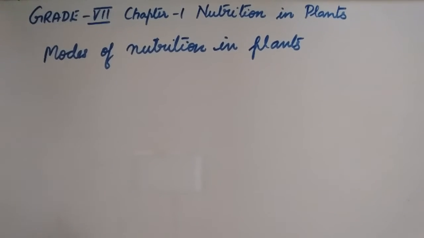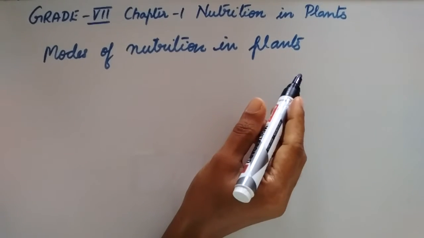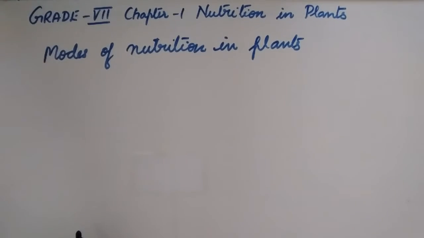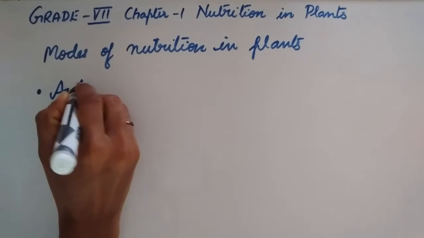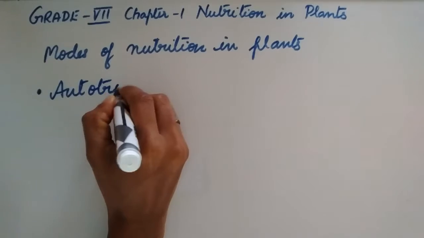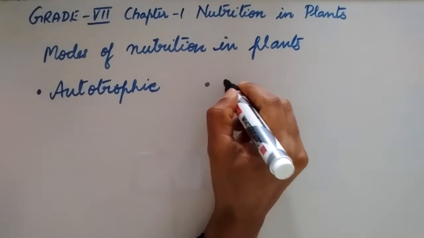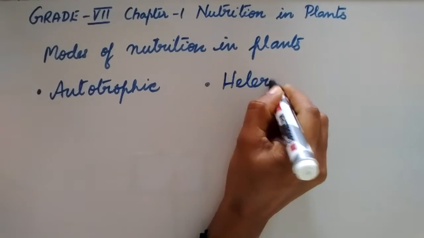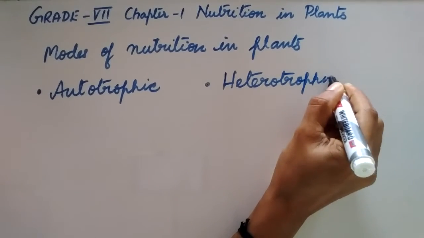Let us now understand the modes of nutrition in plants. Depending upon the utilization of the nutrients by the body, there are two modes of nutrition. They are autotrophic nutrition, and the next one is heterotrophic nutrition.